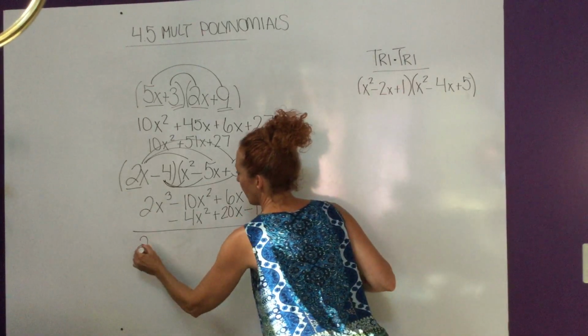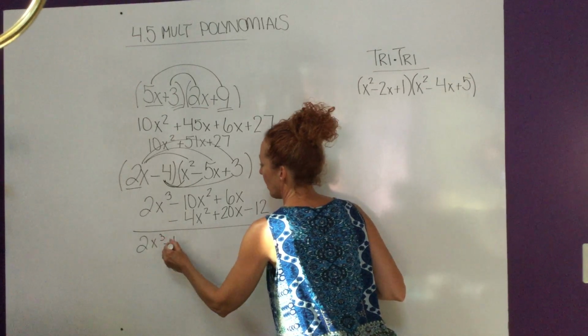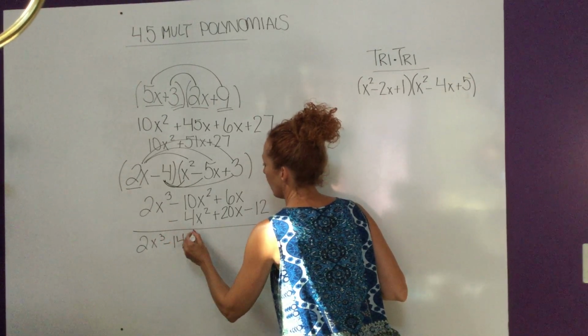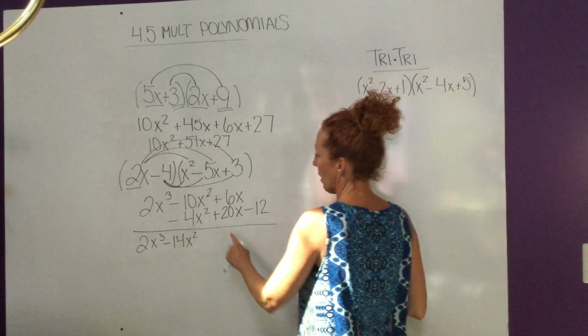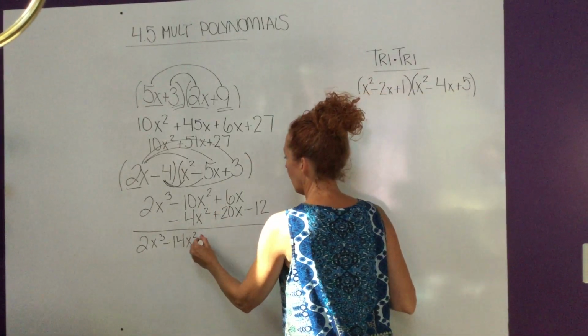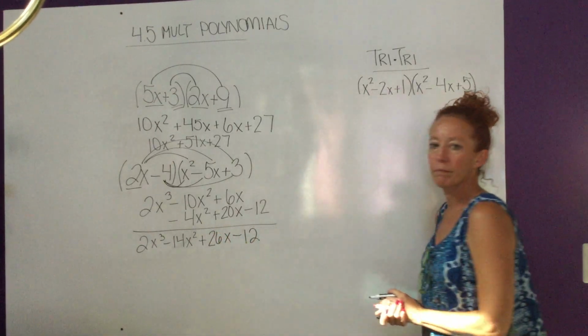So bring it all down, 2x to the third. Two negatives add to a larger negative, if you will. And so -14x squared. 6 and 20 is 26x minus 12.